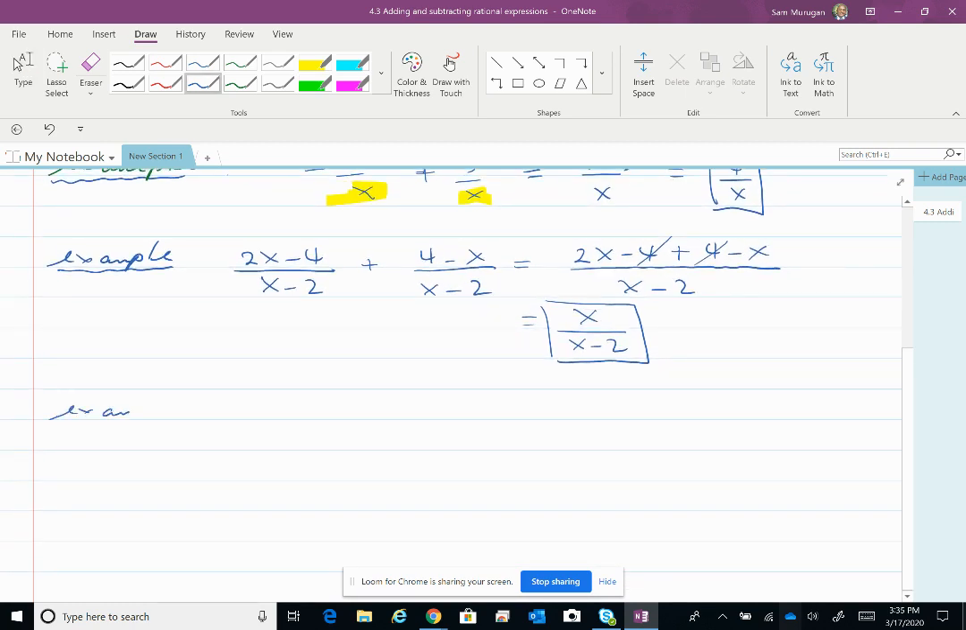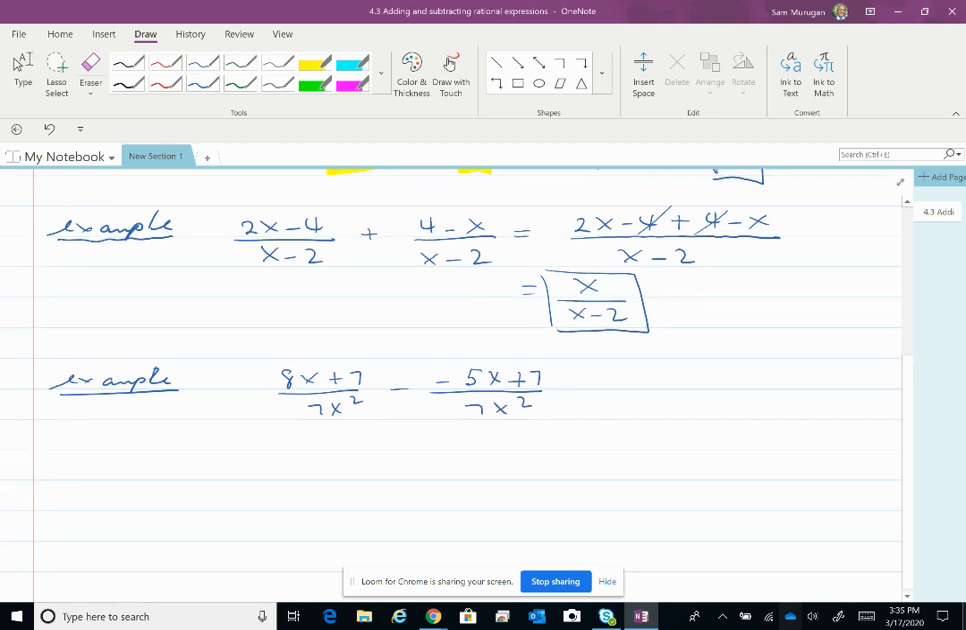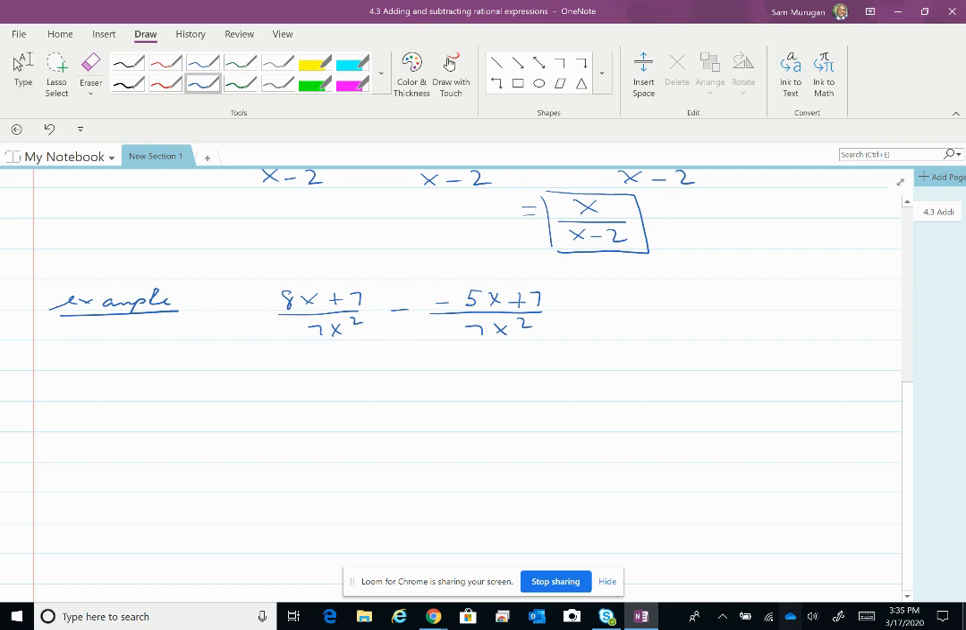Example. You guys know that I do pull these examples directly from the homework. Okay, so you should be able to follow the examples and do your homework with them. 7x squared minus negative 5x plus 7 over 7x squared. So now we are keeping the same denominator.